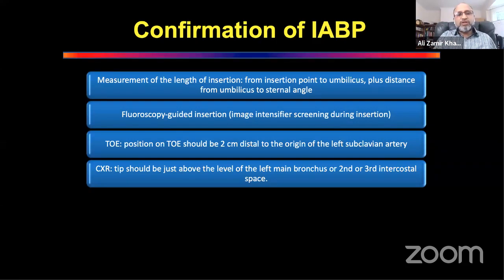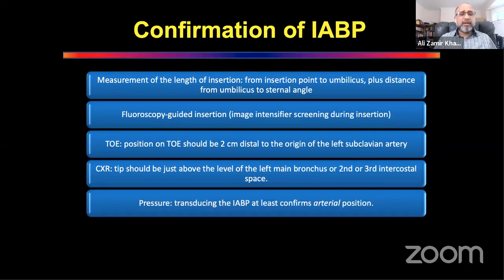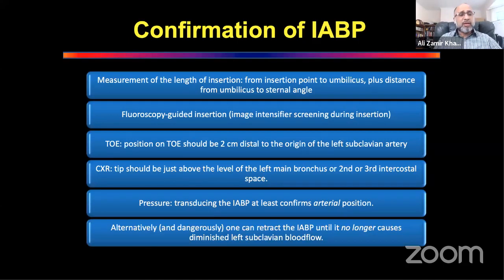So you have to use these two markings. You have to either say it should be at the level of the left main bronchus, or it should be somewhere between the second and third intercostal space, okay? Then pressure transducing, somebody said that. So pressure transducing will actually tell you that it is an arterial position, and if you're getting a good trace, it means you're in a good position.